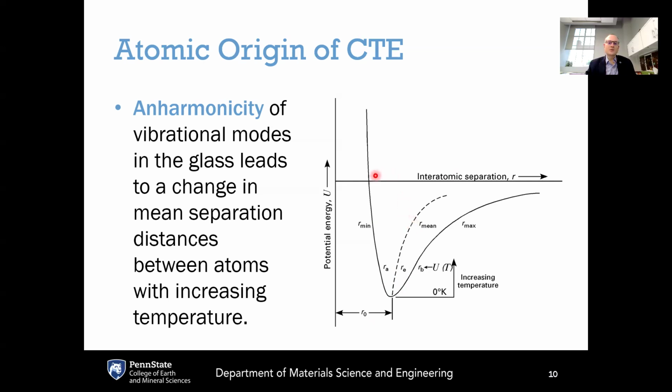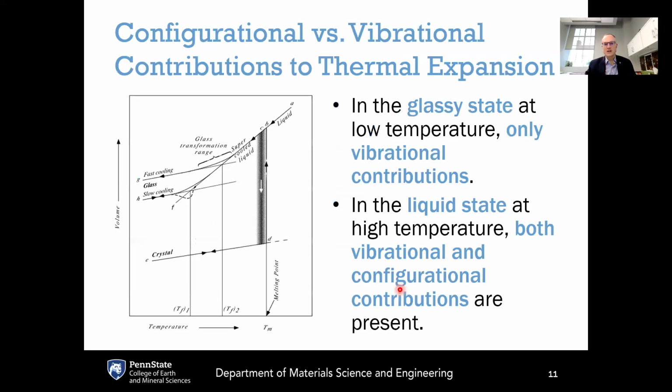The way to get rid of this would be, what if you had a perfectly harmonic well? In other words, what if this were a parabola instead of the shape shown here? If it's a parabola, then the average separation distance would be the same independent of temperature, and the vibrational part of the CTE would vanish. Now, the vibrational part of the CTE is what is dominant at low temperatures, whether it's the low temperature crystal state or the low temperature glassy state. The vibrational part is the key part of the CTE at low temperatures.